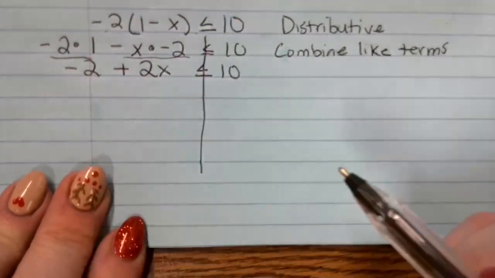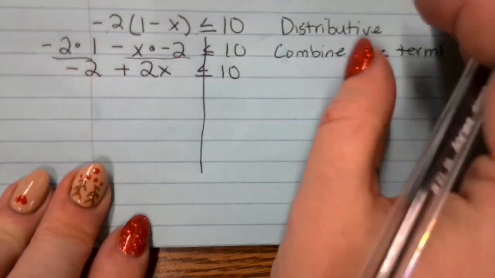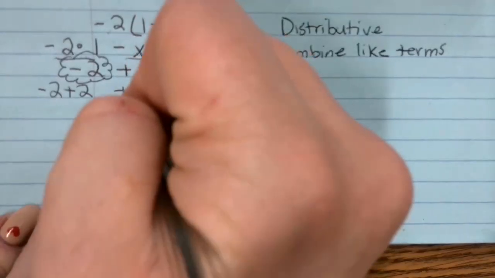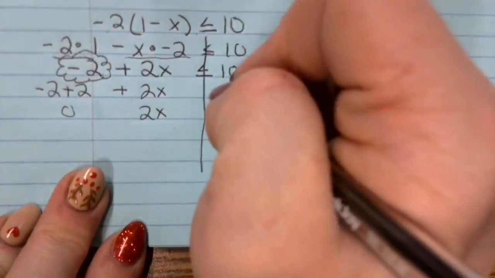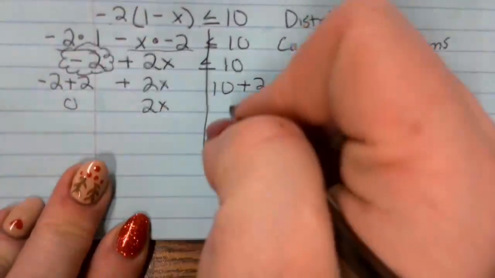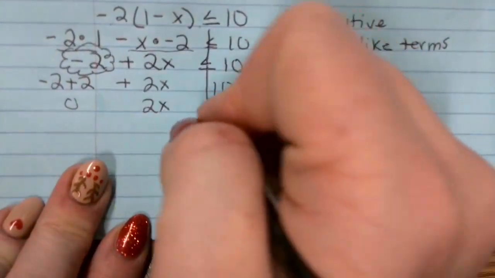Now we have our 2-step inequality, so we're going to combine like terms. We want our constants on one side. I see this -2 right here. He wants to join his friend 10. If I add 2 to -2, that's my additive inverse property, and it gives me 0, so that goes away. Whatever I do to one side, I'm going to have to do to the other, so I'm going to add 2 to the other side, and that gives me 12.